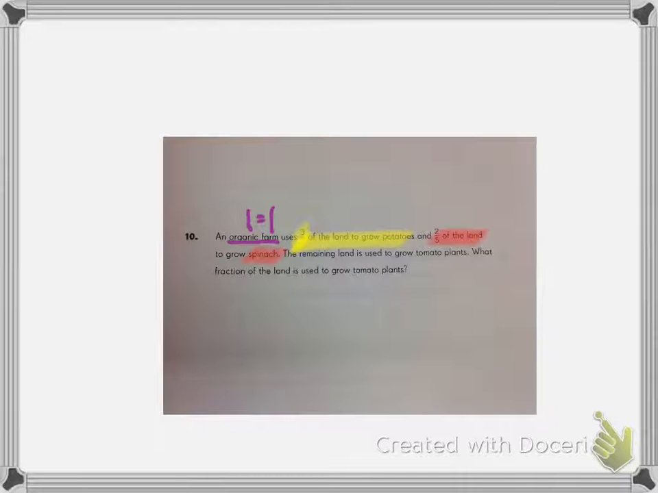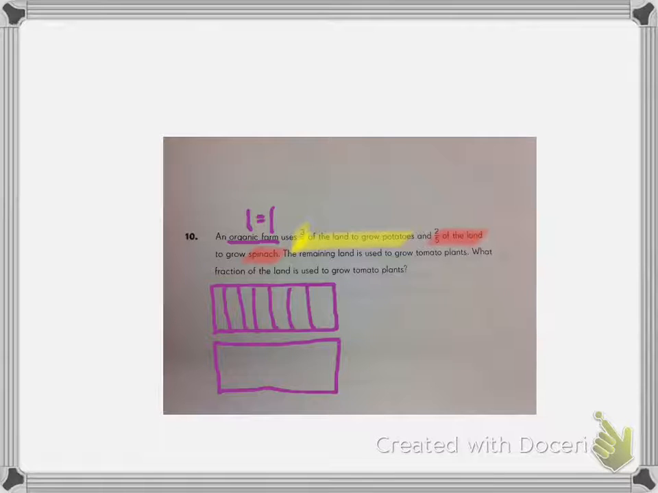And I know that here's my land. And I know that 3/7 of my land grows potatoes. So I'm going to go ahead and 1, 2, 3, 4, 5, 6, 7. And then I have the same land, so I'm going to draw it about the same size. And I need to divide that one into fifths because that one's 2/5. So 1, 2, 3, 4, 5, so 2/5. And then I have to look at them and say, okay, I have to have a common denominator here.